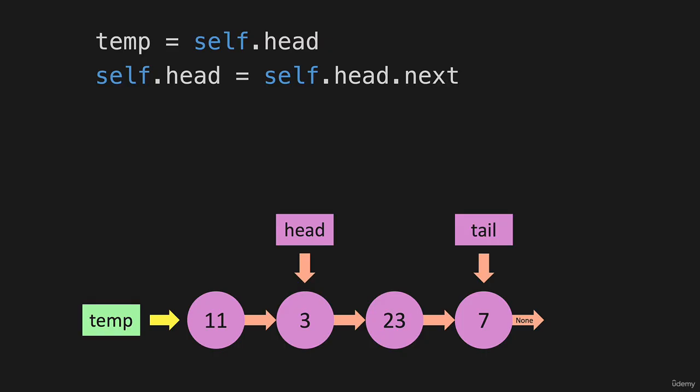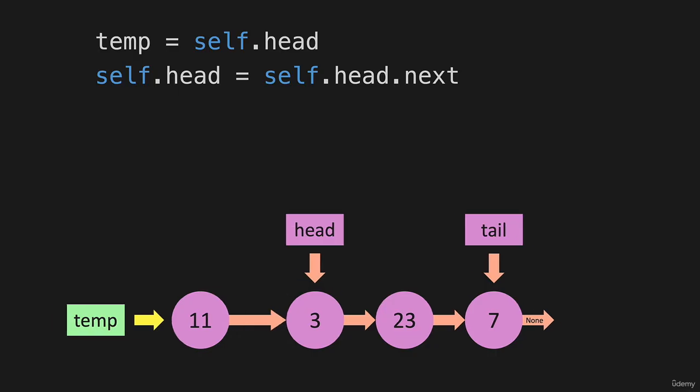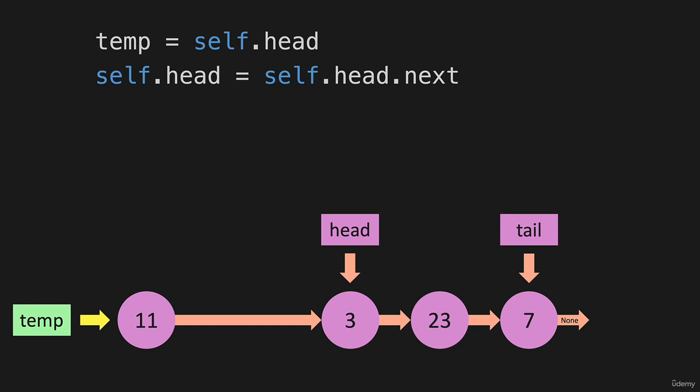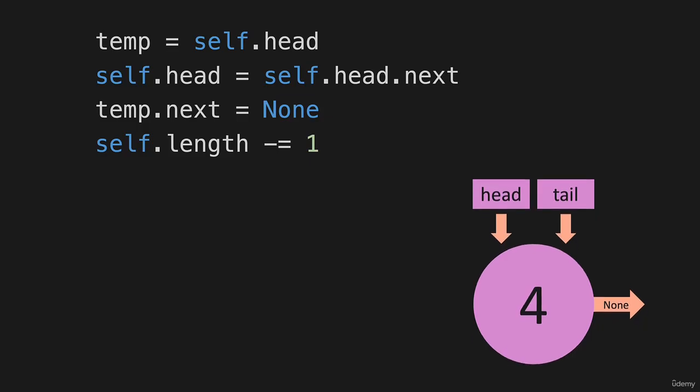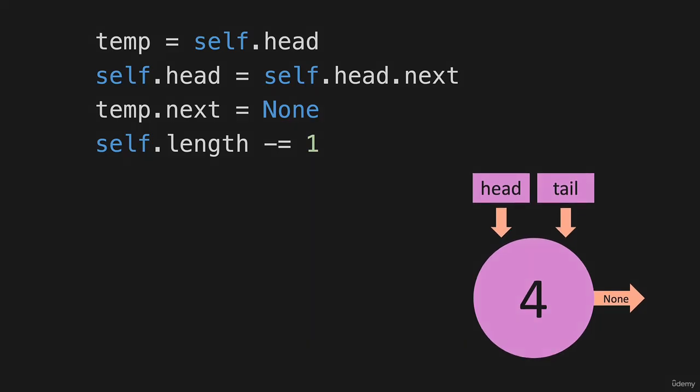Head equals head.next. Then we want to remove that 11 from the list like this and have that be equal to none. So we'll say temp.next equals none. And that removes that from the list. So then we'll decrement the length by 1. And this brings up our edge case for when we have one item in the list to start with.